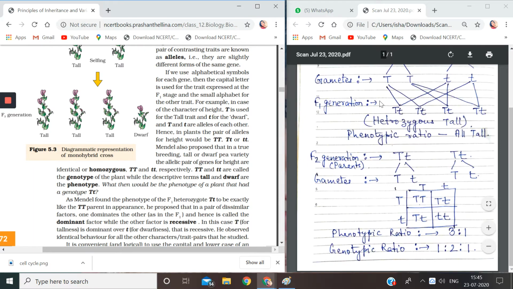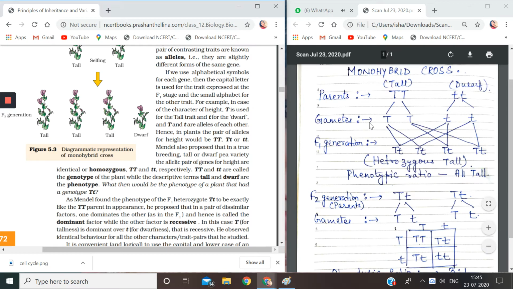Now, when gametes are formed, there is segregation or separation of the alleles. So the alleles get separated, and each parent is giving gametes. That means gametes are haploid. Here the parents are diploid, but the gametes are haploid.